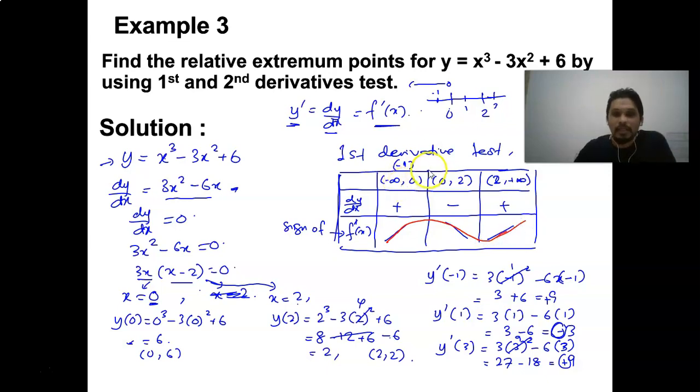Okay, at the points where x equals 0 and x equals 2, these are the stationary points where dy/dx equals 0, and also here dy/dx equals 0. Before that, f prime is positive, so the function goes increasing, decreasing, and increasing.